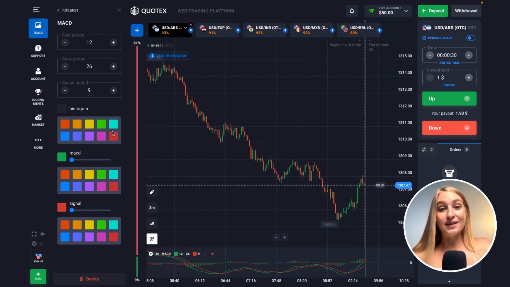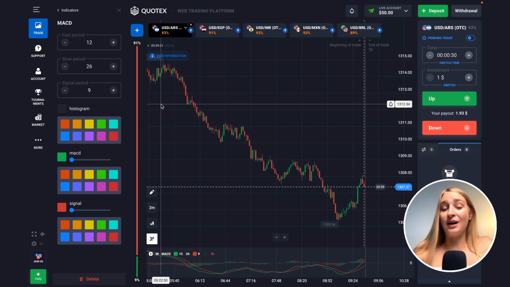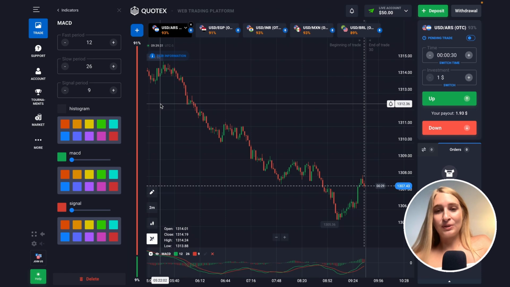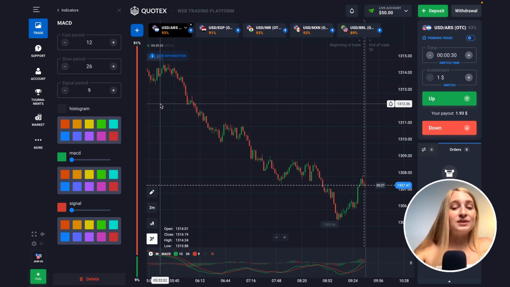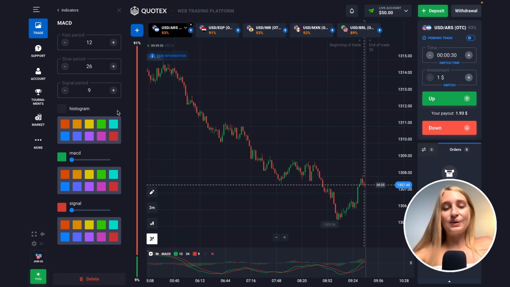The MACD line is calculated as the difference between two moving averages and is an oscillator that helps traders identify changes in the price trend. If the MACD value is above the signal line, it is considered a buy signal. And if it is below, it's considered a sell signal. So guys, that is the basics.